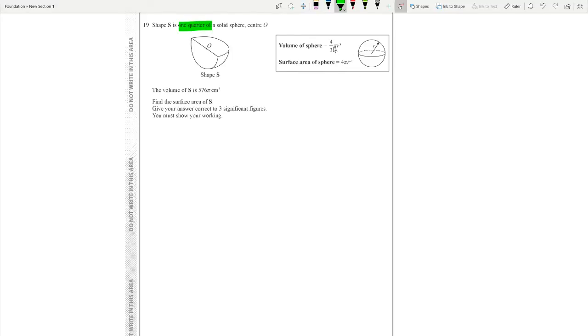Here we're given the volume of a sphere and the surface area of a sphere, so obviously we're going to be wanting to quarter that. Now we're told that the volume is 576 pi centimeters cubed, so we know that 4/3 of pi r cubed, when divided by 4, because this is a quarter, equals 576 pi. Now we need to rearrange this to make r the subject.